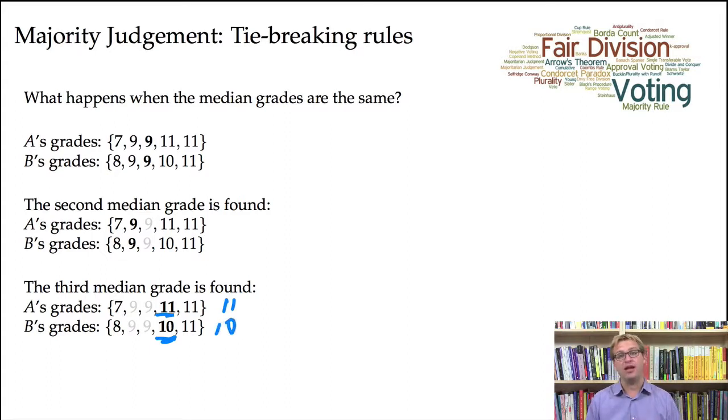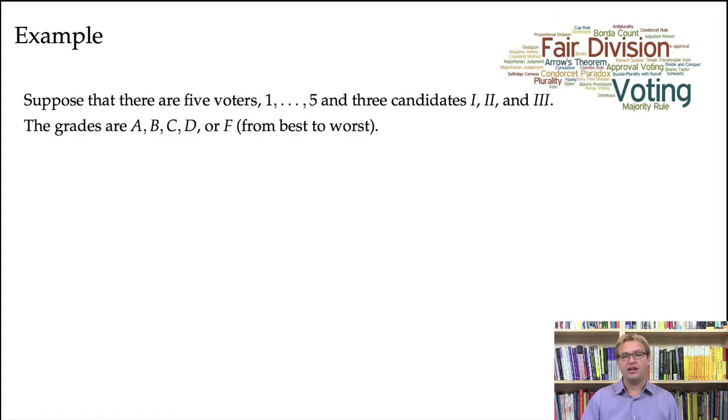So that's the tie-breaking mechanism for majority judgment. It doesn't have to be this way. You might think that this tie-breaking mechanism has certain undesirable properties. There are other tie-breaking mechanisms that one could propose. You could look on rangevoting.org for some examples, but this is the one that's proposed for the majority judgment voting system. Now, let's look at an example.